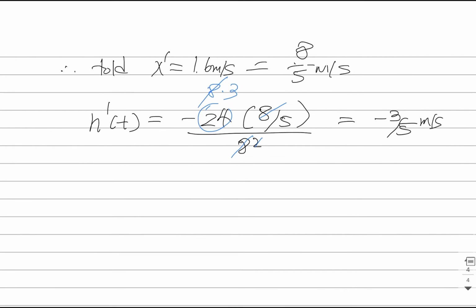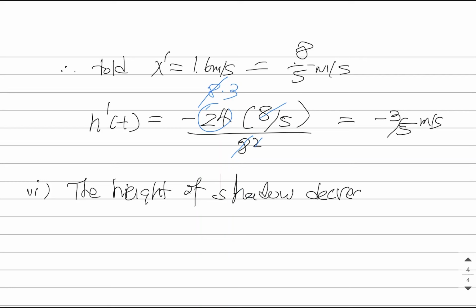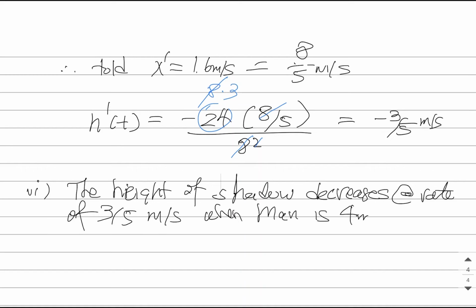So I have now figured out the connection. The height of the shadow decreases at a rate of 3/5 of a meter per second when the man is 4 meters from the wall. It's important not to put a double negative here. So if I say the shadow decreases, then I don't need to put the negative in. If I say the height of the shadow changes at a rate, then I need to put in the negative.